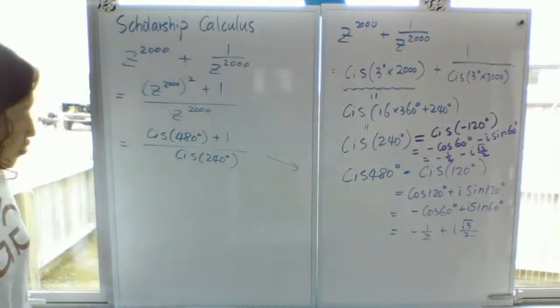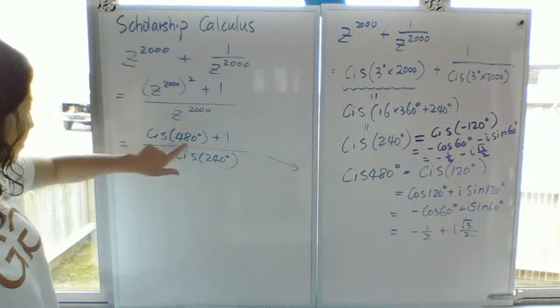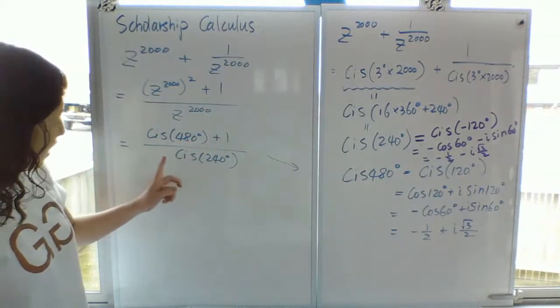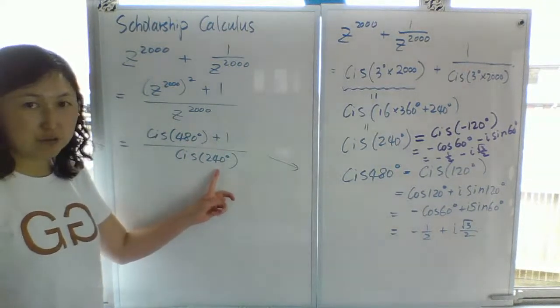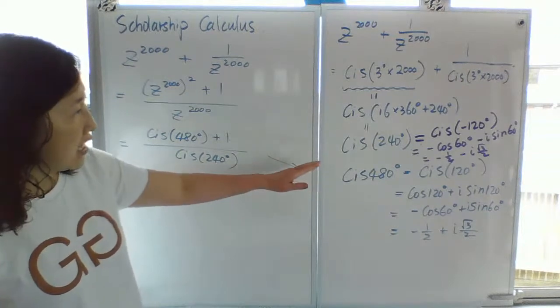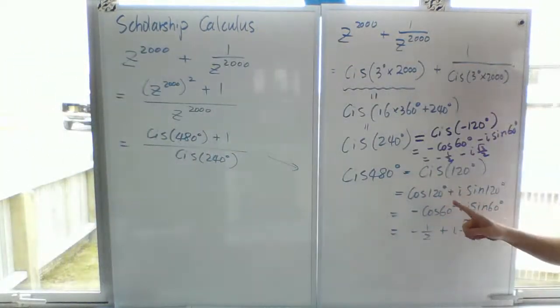Okay, gentlemen. So what I'm trying to do is substitute into it. The whole thing squared means we double the angle, which is cis 480 degrees plus 1, divided by cis 240 degrees. So I was trying to work out what cis 480 and cis 240 degrees are. On the right hand side, I hope that you can see clearly.